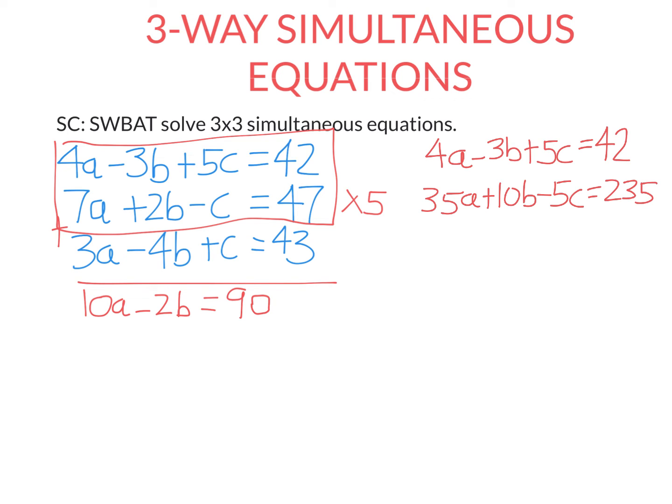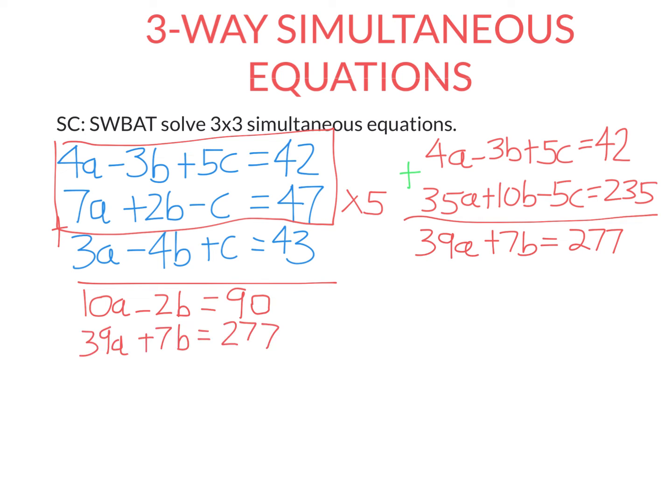So now, once again, if I add together these 2 equations, I will get rid of the c's. So adding together the 2 equations gives us 39a plus 7b equals 42 plus 235. So just writing this equation again over here, now I have a 2x2 system. We know how to do this using elimination.